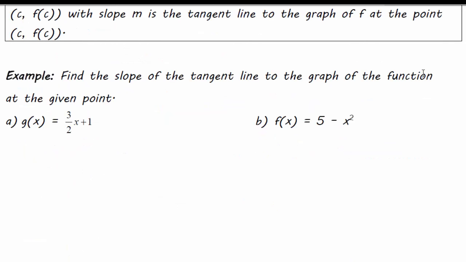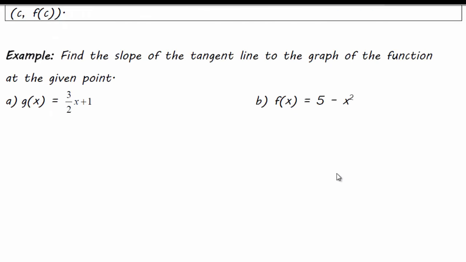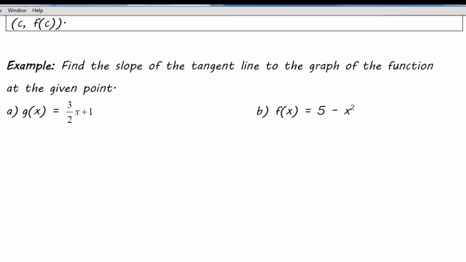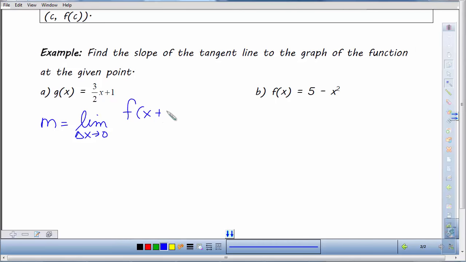We want to find the slope of the tangent line to the graph of the function at the given point. And we'll do it first for g of x equals 3/2 x plus 1. So we're going to write our definition first. It said that m was equal to the limit as delta x approaches 0 of f of x plus delta x minus f of x all over delta x.